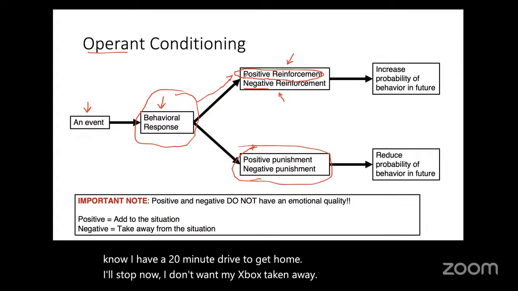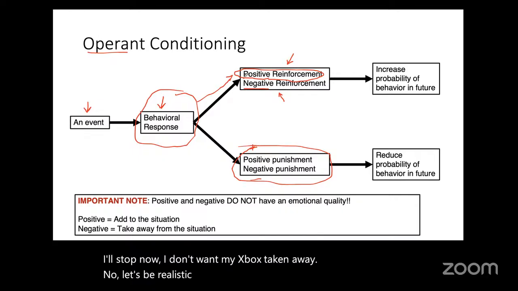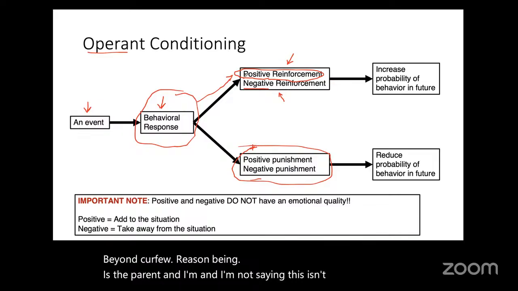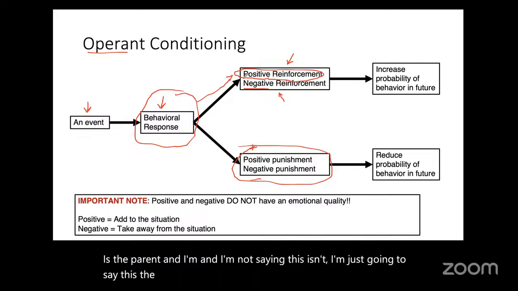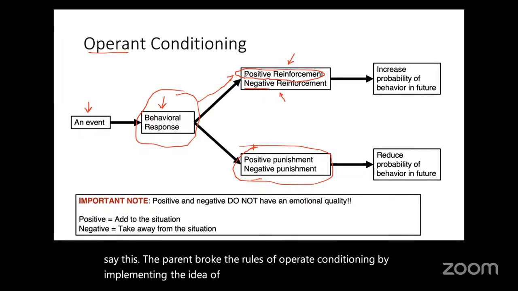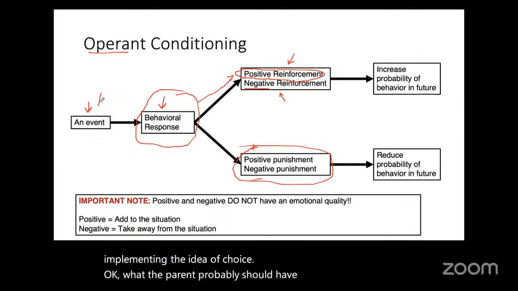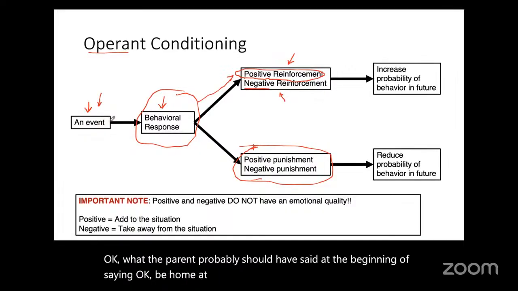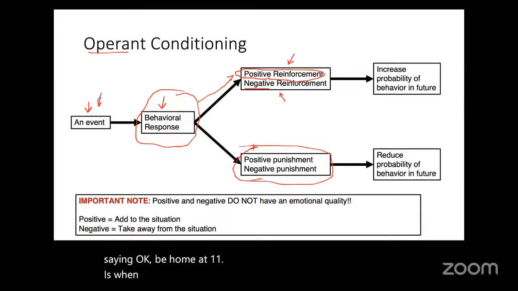No, no, let's be realistic. Unless it's a highly anxious child, they're going to be late beyond curfew. Reason being is the parent, and I'm not saying this isn't, I'm just going to say this, the parent broke the rules of operant conditioning by implementing the idea of choice. What the parent probably should have said, when the teenager asked what happens if they're late, is: you'll find out.